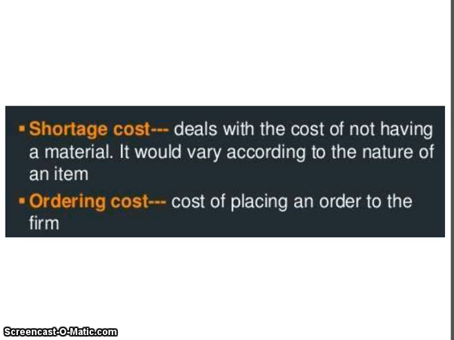Second, shortage cost. If a particular material is not available, what would be the cost involved? For example, some life-saving medicine is not available at the time when it is needed. What would be the impact of that? What is the cost of that impact? This is called shortage cost. Ordering cost is the cost of placing an order with the suppliers.